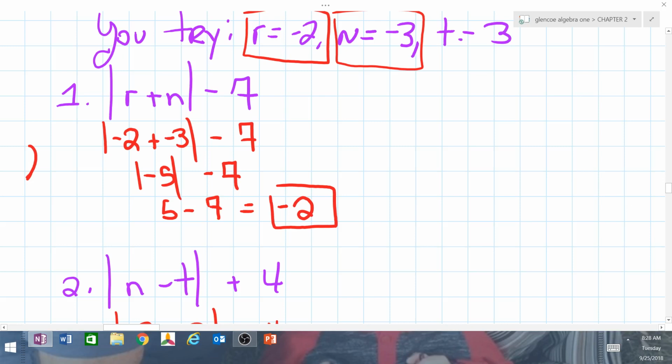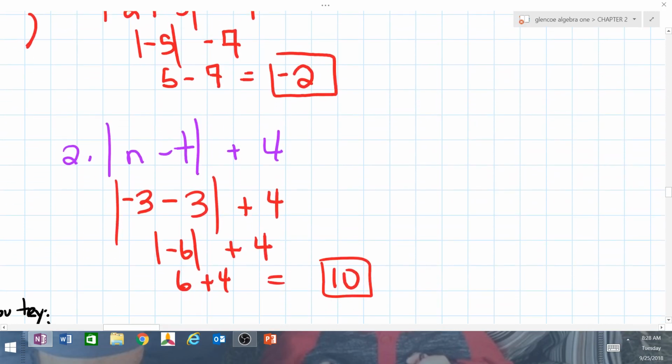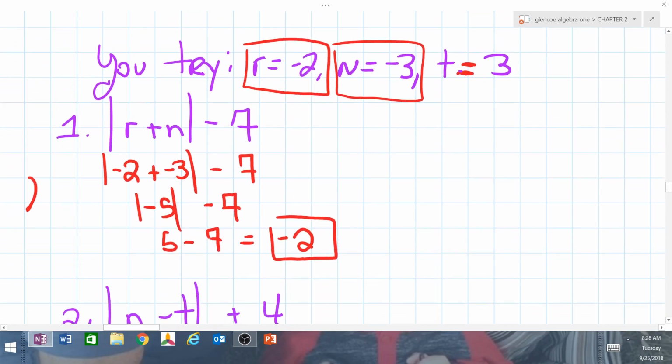Who has them both worked out? Yes, question. For letter t, is that a negative 3? Letter t equals positive 3. That's positive 3. Okay, t equals 3. Okay, does everybody have number 1? Yes? Okay, who would like to share their answer for number 1? Christian, what did you get?